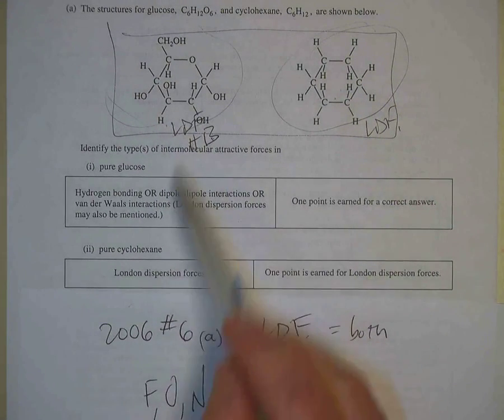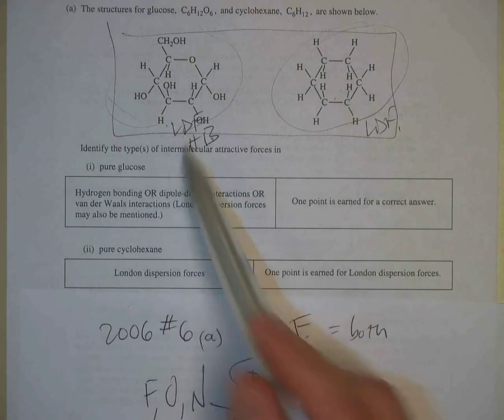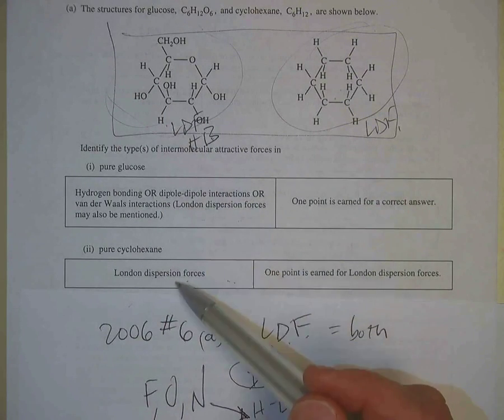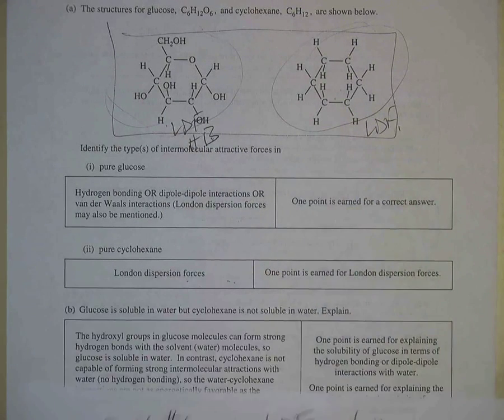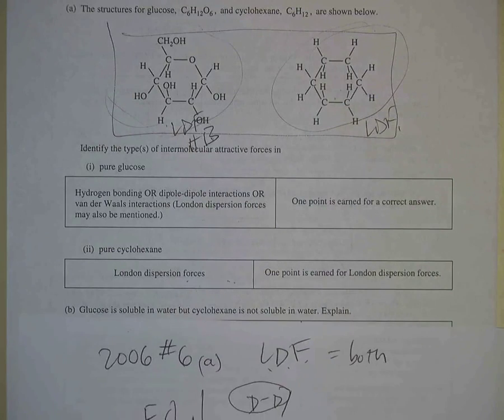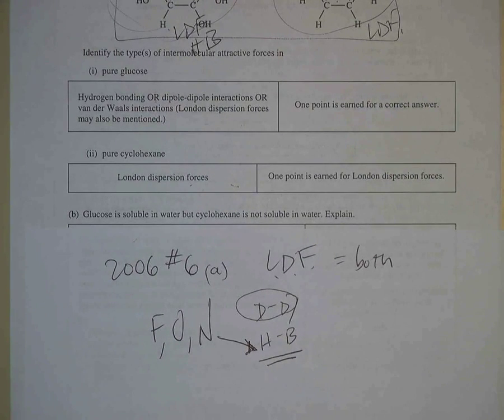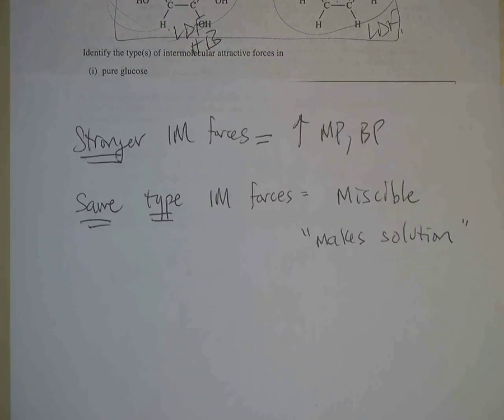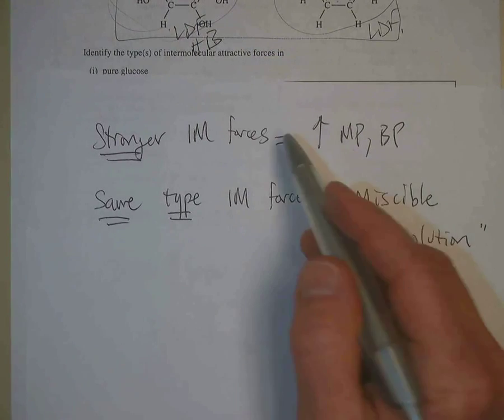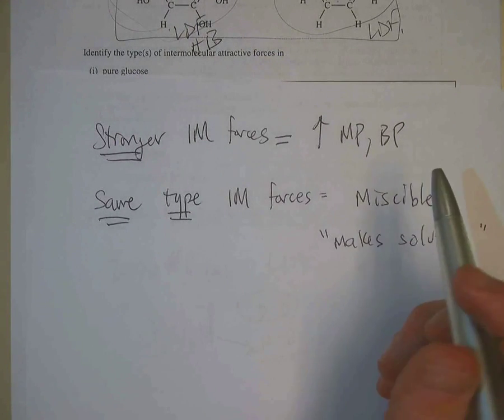So you can see this has at least 2 types of forces. This one, depending on how you name them, has only 1 type of force right here. Next, glucose is soluble in water, but cyclohexane is not soluble in water. Explain. Remember we talked about why it is important to know these forces? First of all, the stronger the forces, the higher the melting and boiling point. But now they're asking about dissolving.